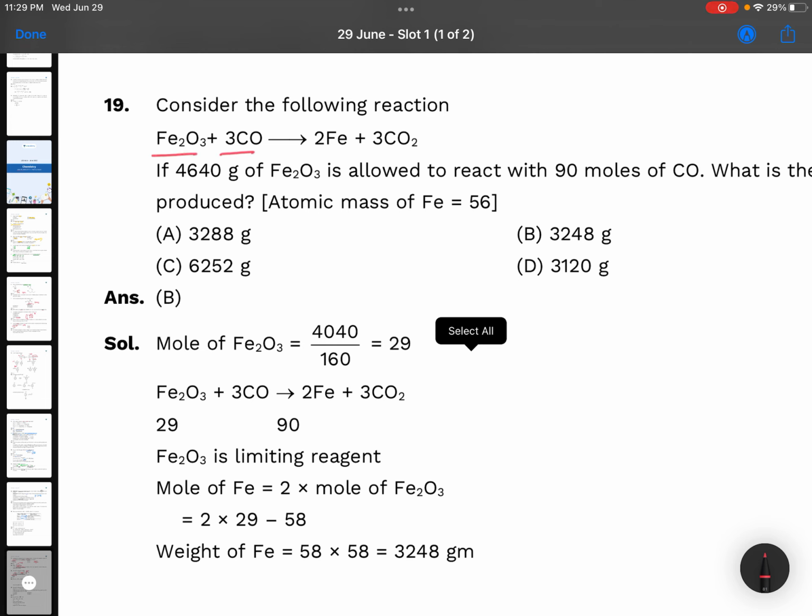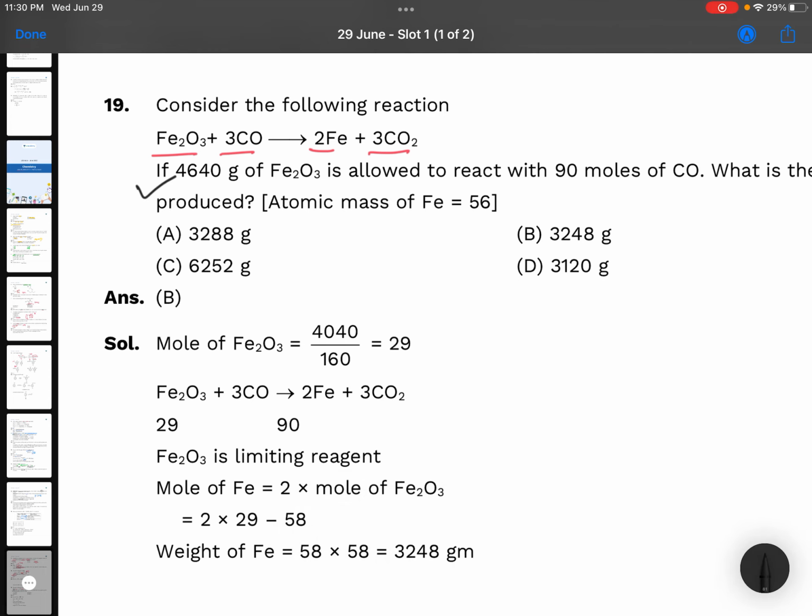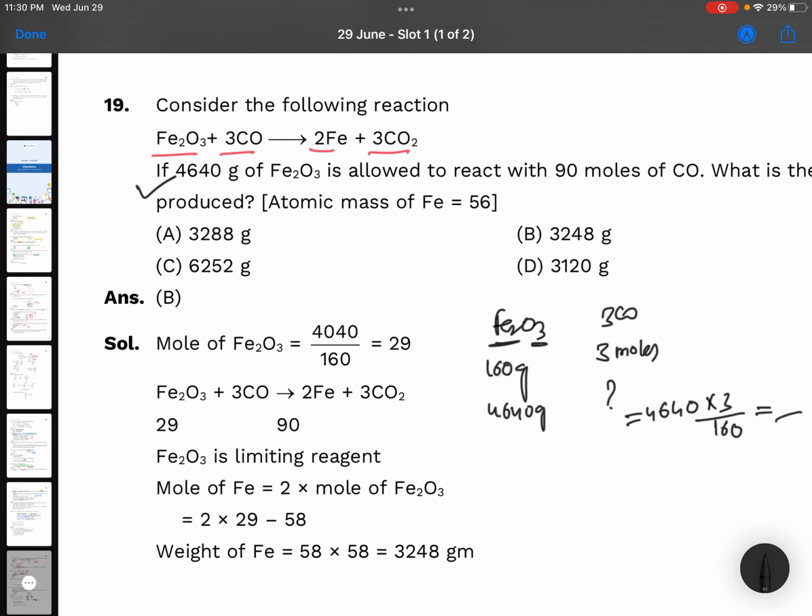Fe2O3 plus 3CO gives 2Fe plus 3CO2. They won't give you this equation, you need to write this equation. Very simple. Fe2O3 molecular mass, 56 into 2 plus 3 oxygen, is 160 grams. It requires 3 moles of CO. Given to you is 4640 grams. So how many moles are required? 4640 into 3 by 160. You can calculate how many moles are required, and you can identify that the number of moles required is less than 90.